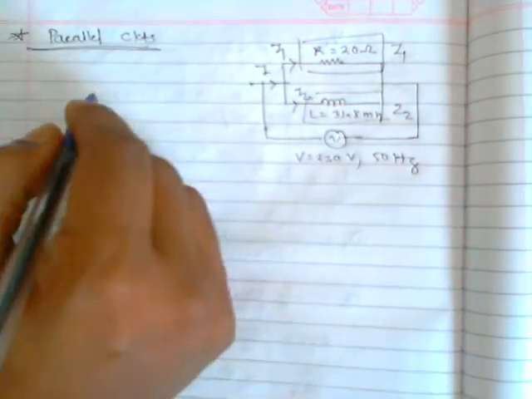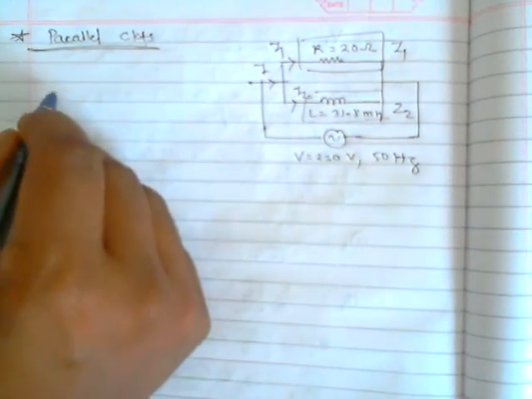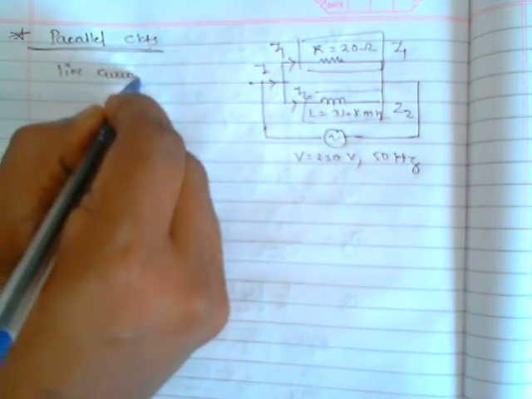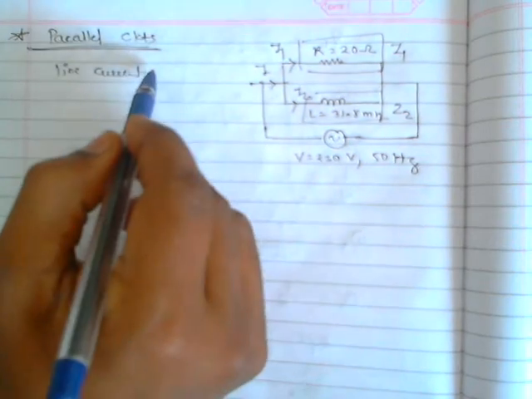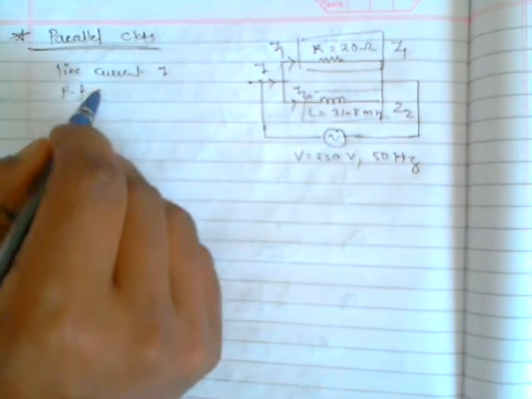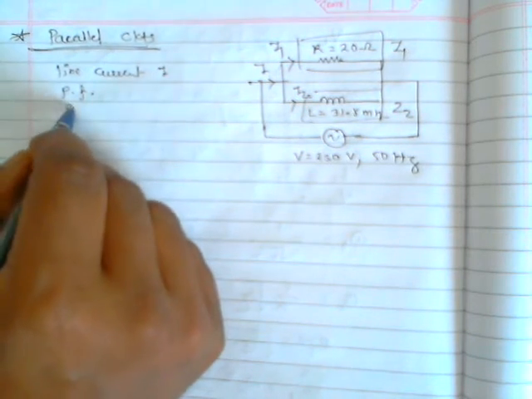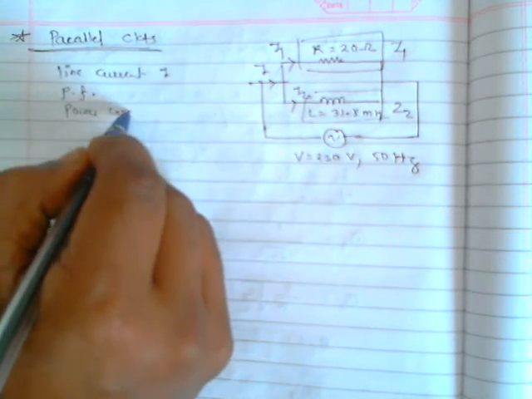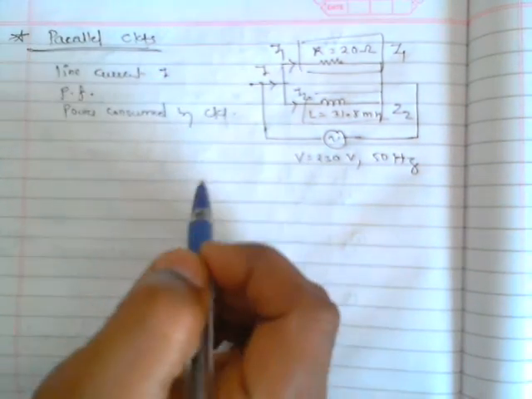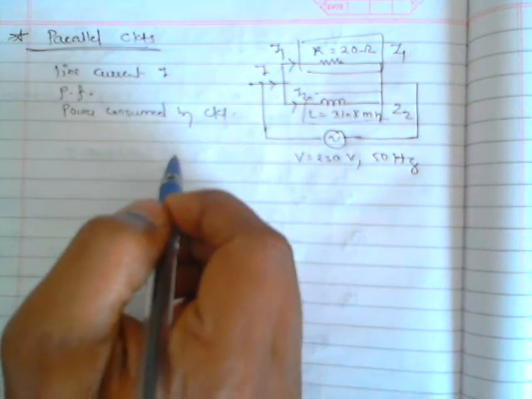Now all parameters are given. What is asked? Line current. Line current means this main current I. Then power factor and power consumed by circuit.